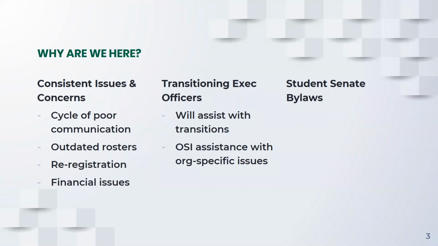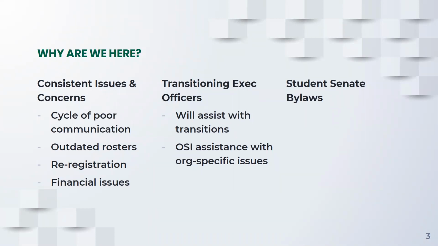And then also financial issues. A lot of organizations deal with financial issues or improperly tracking their expenses and funds. Having a better idea of how the financial operations work on our campus would be beneficial to many of our student organizations. Second, transitioning exec officers. In the transitioning of exec officers, a lot of times important information is lost and not transferred. Our office is willing to assist with those transitions, and we also have specific checklists that will help organizations when they make those transitions.